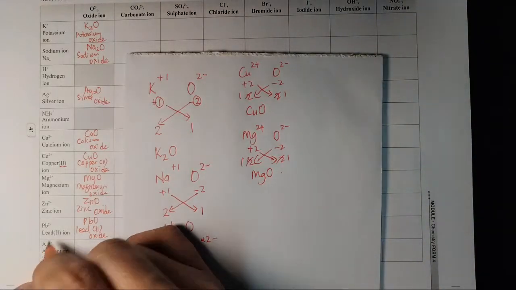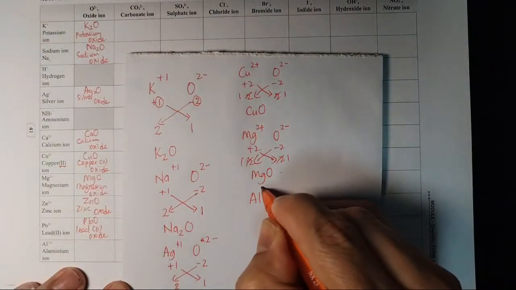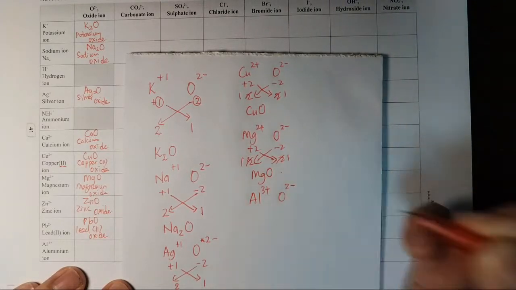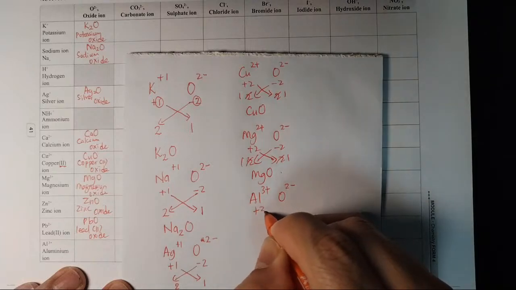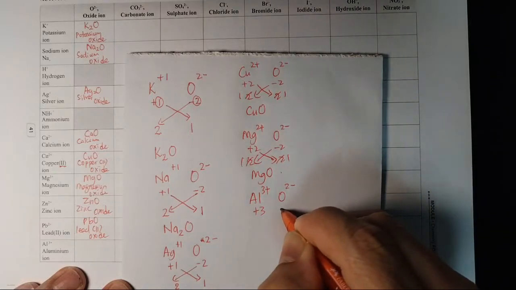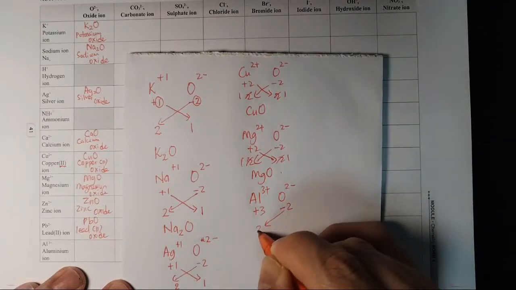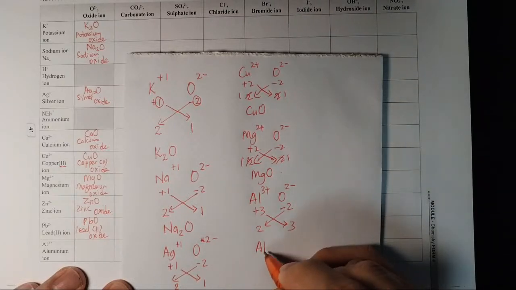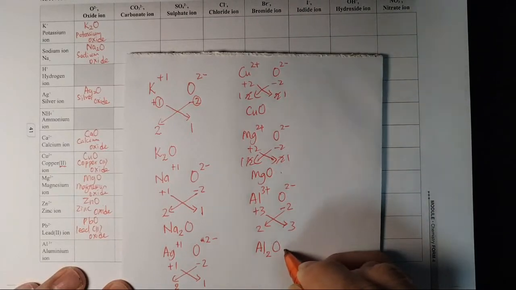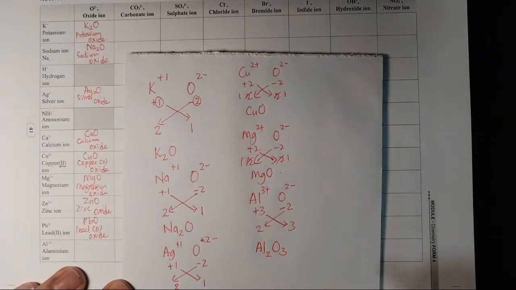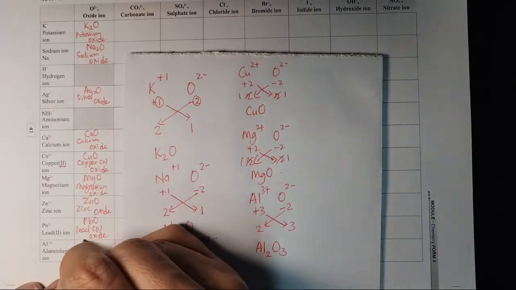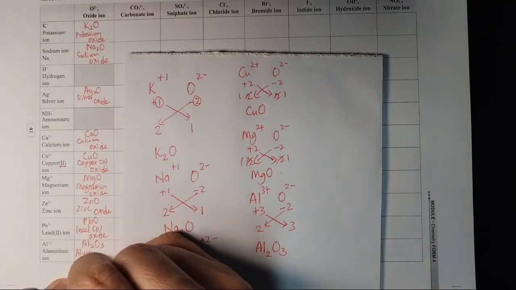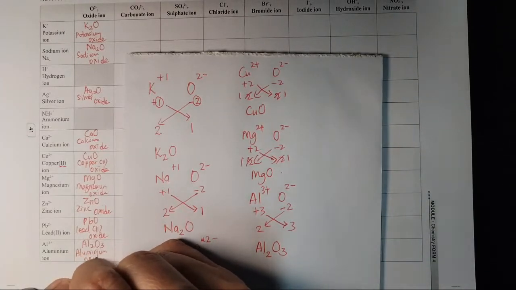Then aluminium oxide. Aluminium 3 positive, right? Then O is 2 negative. So positive 3, negative 2. So interchange the 2. This one becomes 3. So that's why your formula is Al2O3. So it's aluminium oxide.